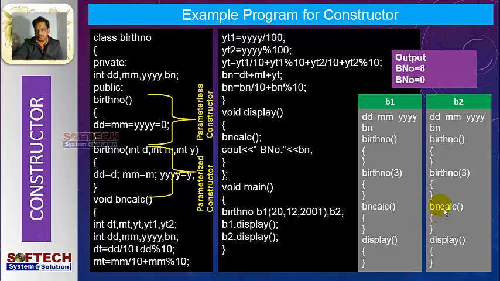Then b2 dot display calls the display function of b2. Then it calls pn call. Through pn call we get the bn, and all are 0, so bn is also 0. So it displays 0. This is the output: birth number equal to 8, birth number equal to 0. Because b2 is a zero argument constructor, b1 is a parameterized constructor.